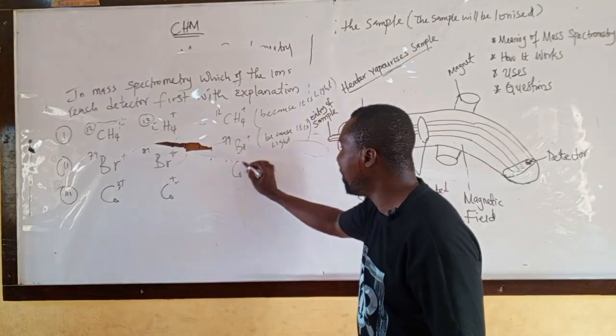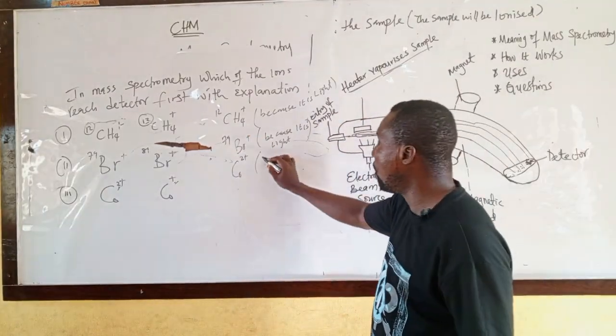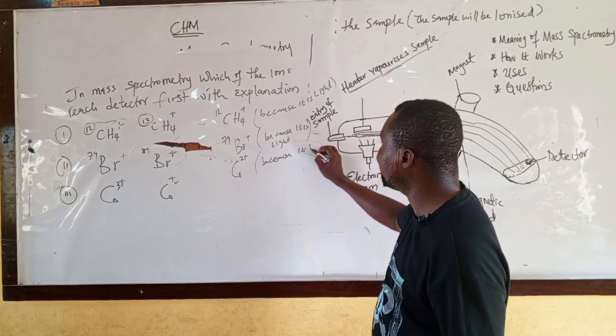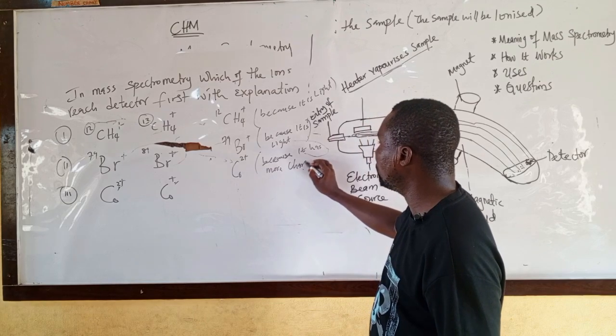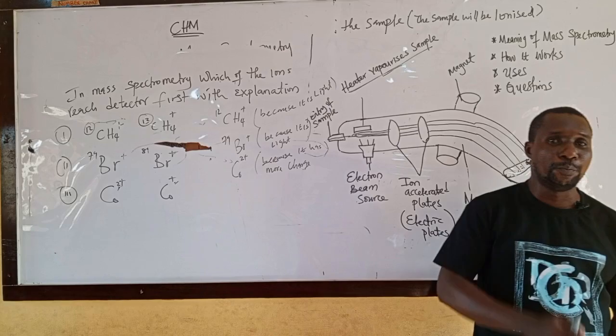That is, the cobalt 2+ will be deflected more. We reach detector 4 because it has more charge. Okay, let us look at a question from your JUPEB.